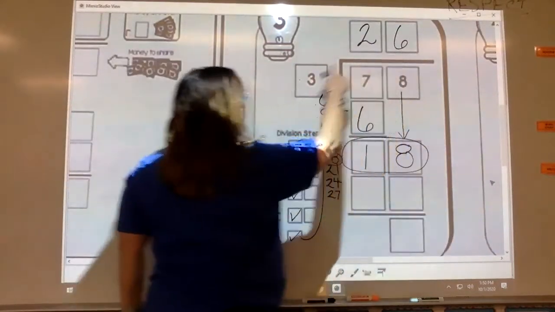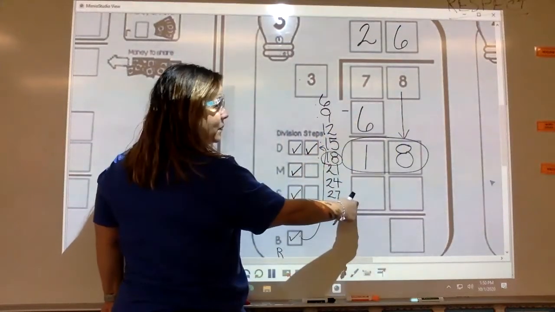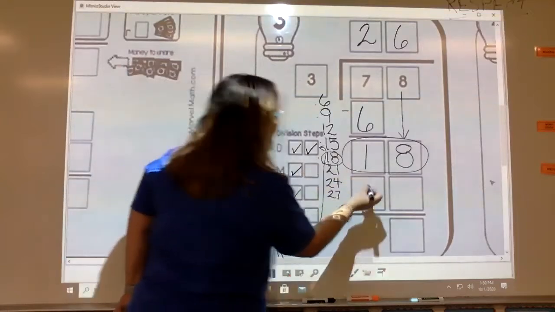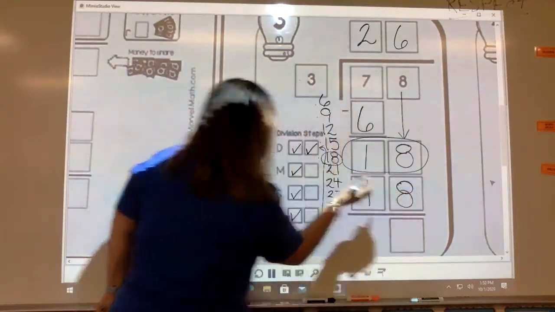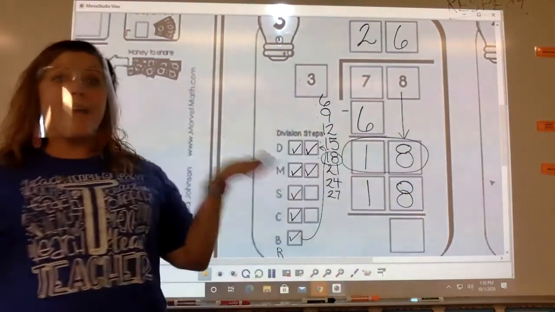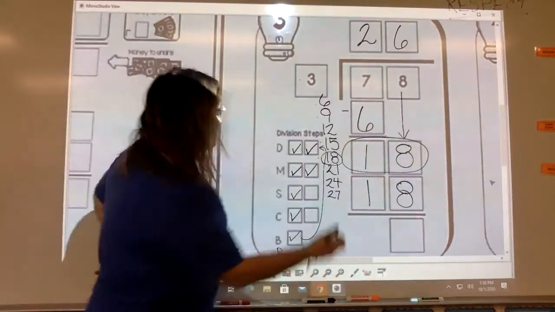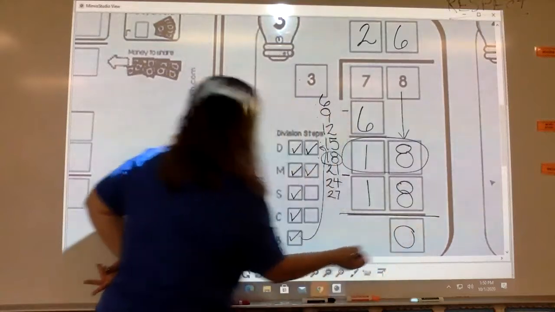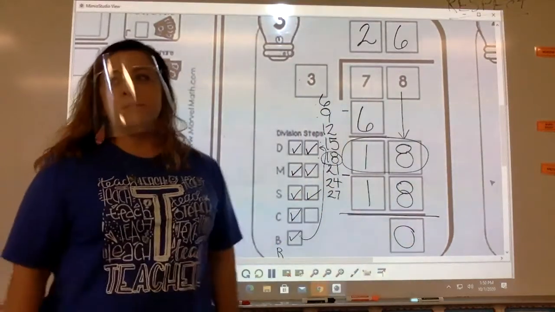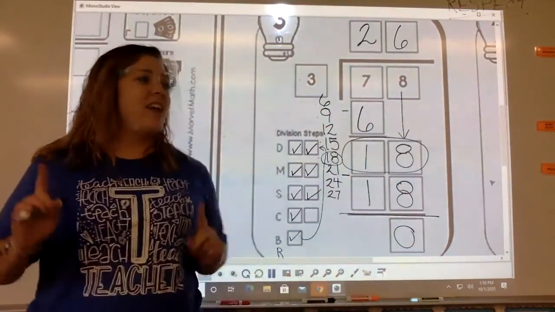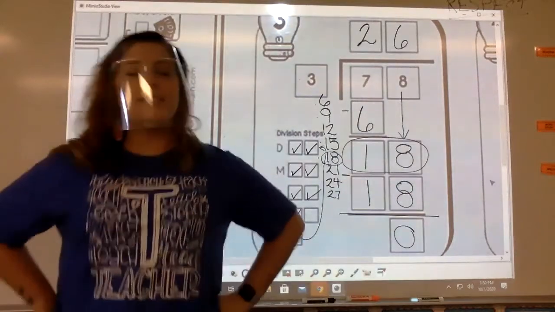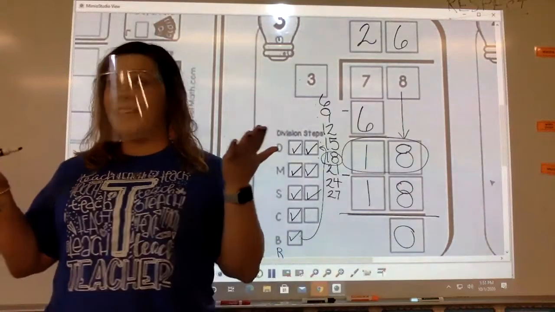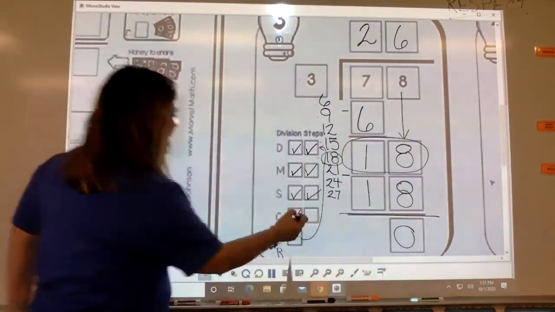Multiply 6 times 3 equals 18. I have multiplied. I can check it off. What comes next? Subtract. 18 minus 18 equals 0. I have subtracted. What is next? Check. Very good. Repeat after me. Is my difference less than my divisor? Is it? Yes, it is. I can check it off.